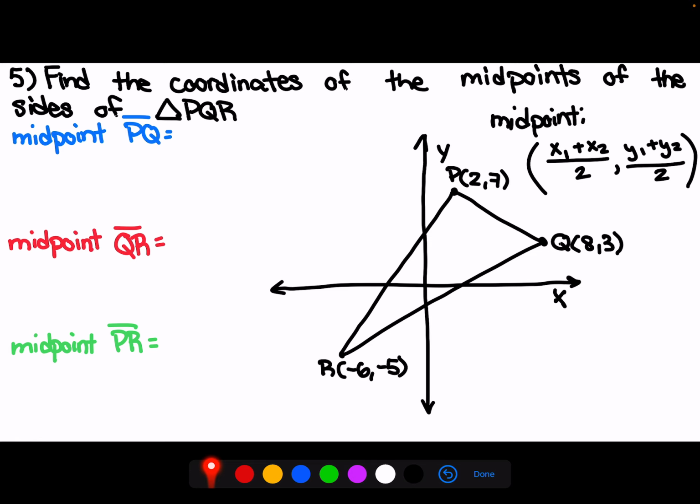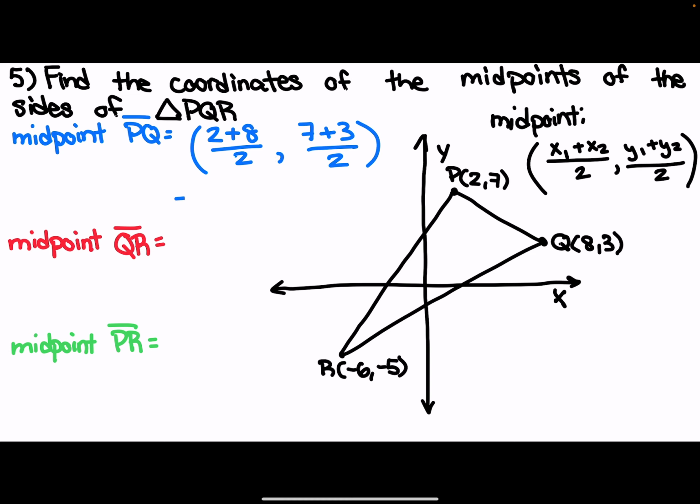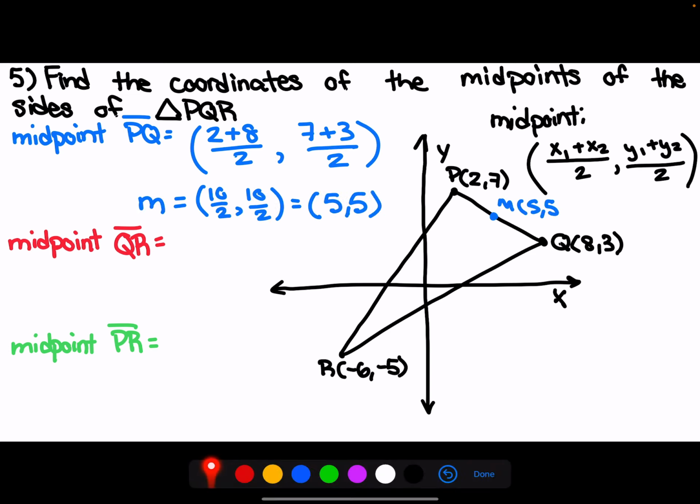So, to get started, we find the midpoint of PQ. We have our midpoint formula: the sum of our x values divided by 2, the sum of our y values divided by 2. Again, this will be an ordered pair, x, comma, y. So plugging in for PQ, we have 2 plus 8 divided by 2, which is 5, and 7 plus 3, which is 10, divided by 2, which is 5. So our midpoint of PQ is (5, 5).